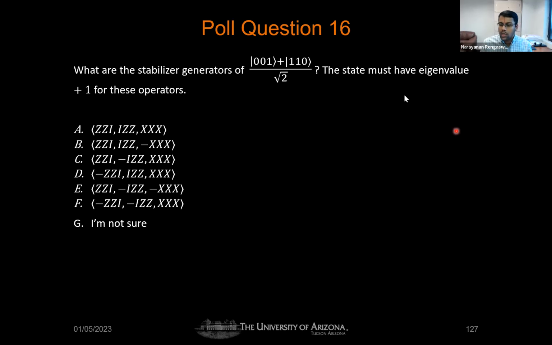And another use that I'll show later in the stabilizer formalism is you can actually track some of these states through some of these circuits by just manipulating the stabilizers rather than storing the whole vector, which is exponentially large. And you'll see all of that shortly. But great question.